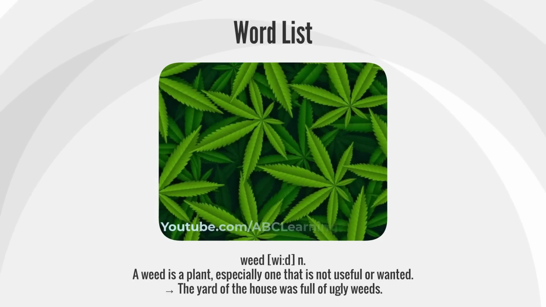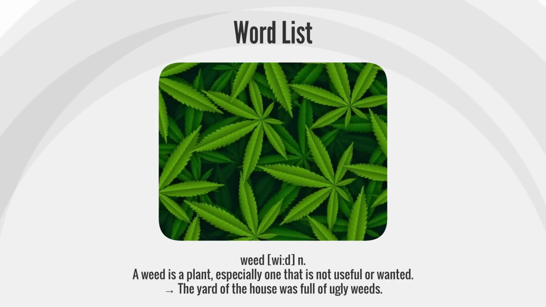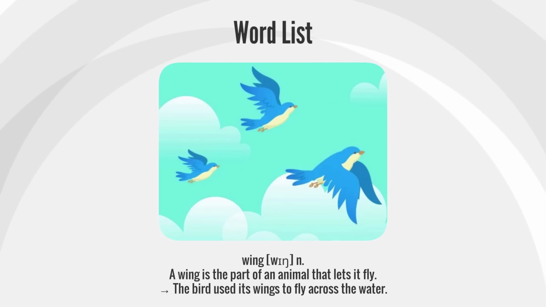Weed. A weed is a plant, especially one that is not useful or wanted. The yard of the house was full of ugly weeds. Wing. A wing is the part of an animal that lets it fly. The bird used its wings to fly across the water.